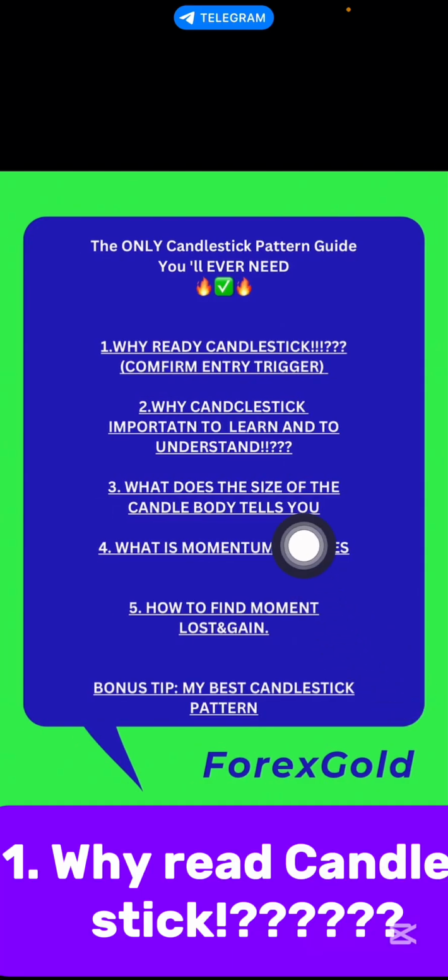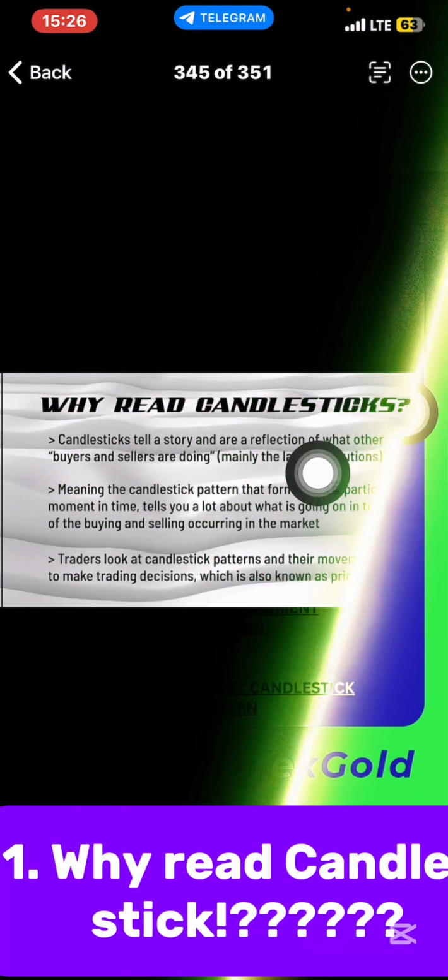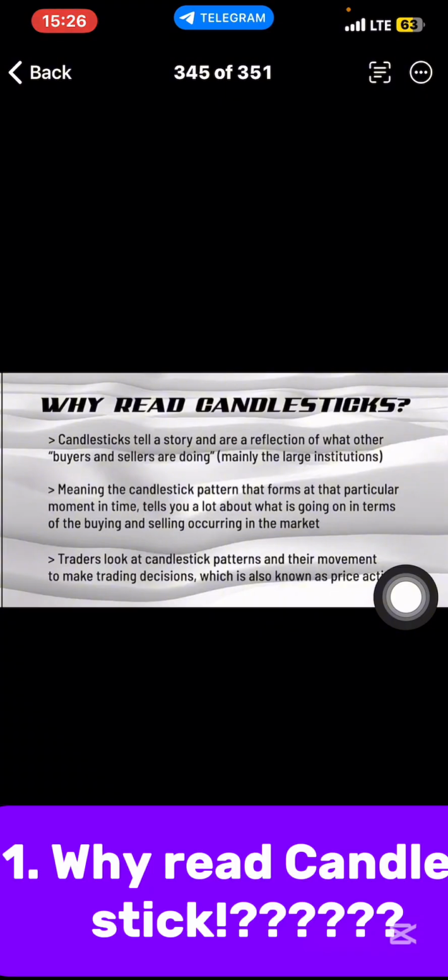So let's start with number 1. Why read candlestick confirm entry? So now you need to understand that reading candlestick will help you. But before I further give you the details, let me hear from my guide.